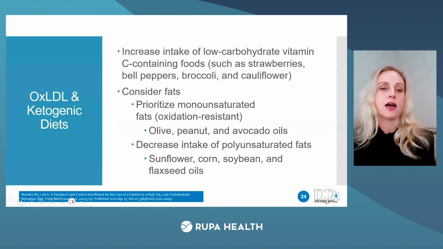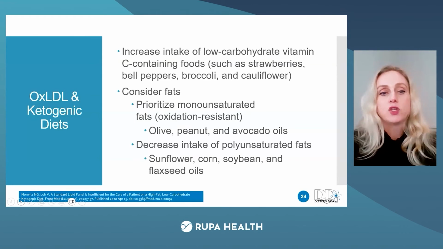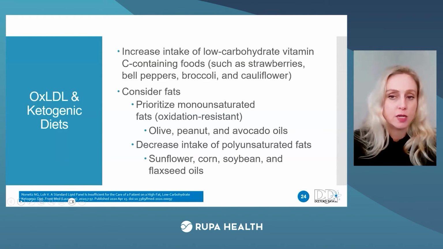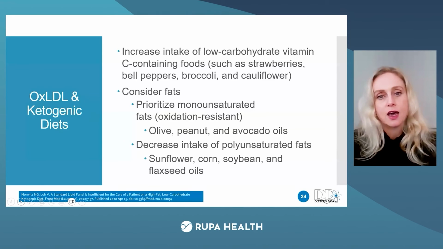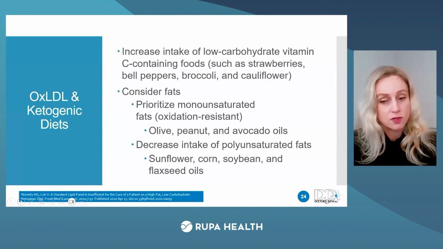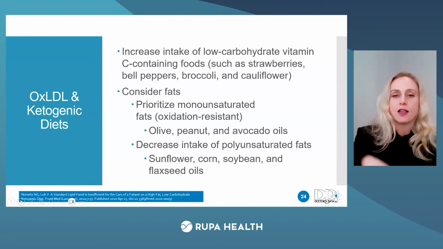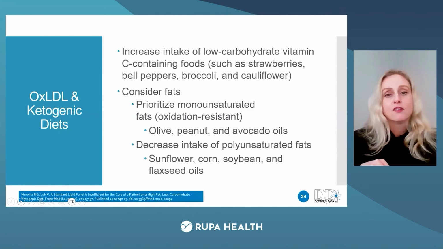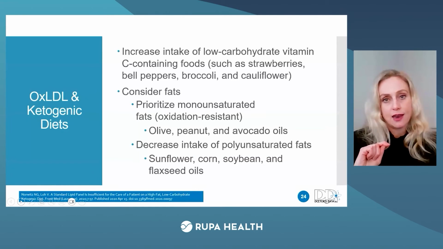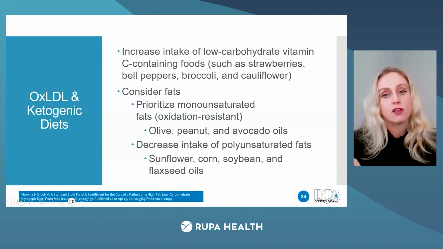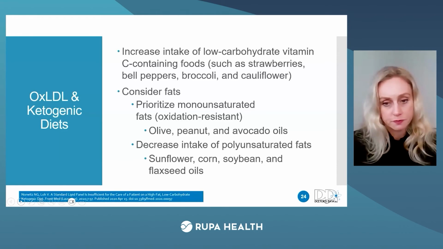One thing I will note is the oxidized LDL and the ketogenic diets. You can address that via low carbohydrate, vitamin C containing foods such as strawberries, bell peppers, broccoli, and cauliflower. We want to prioritize fats, the monounsaturated oxidation resistant fats, that's going to be avocado oil and olive oil. Olive oil is so healthy for cardiovascular health, and some even postulate that olive oil is the smoking gun in the Mediterranean diet. The polyphenols in olive oil are very protective of cardiovascular health, and they do have positive outcomes.